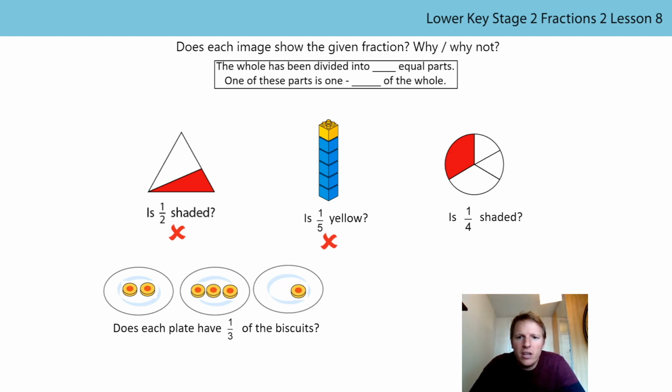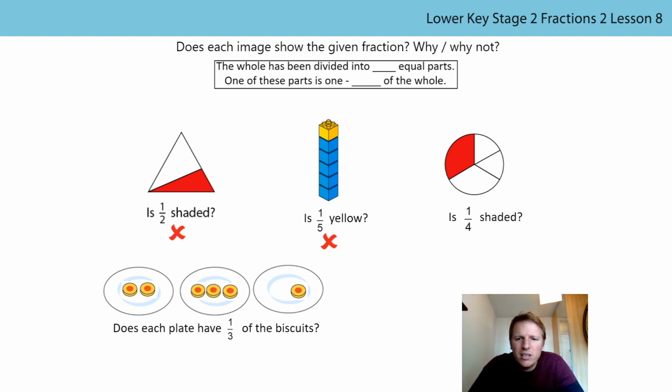Let's think about our next image. Is 1/4 shaded? Show me with your thumbs. Thumbs up or thumbs down? Let's go through it together. 1/4. The whole has been divided into, are they equal parts?